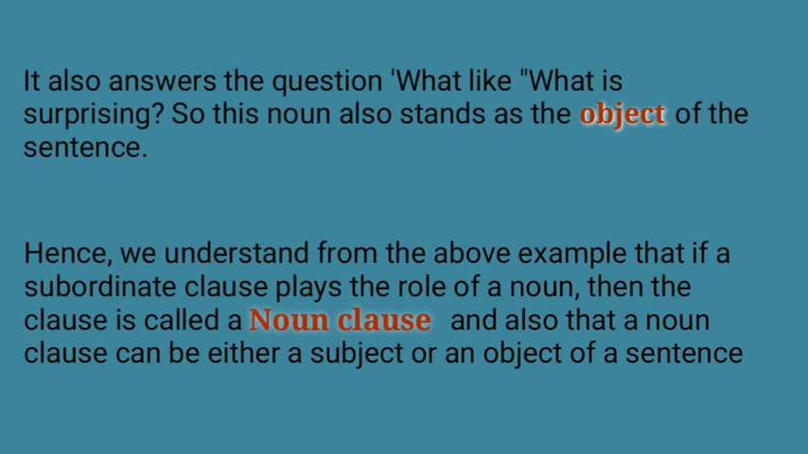It also answers questions like what. What is surprising? That he said such a thing is surprising. So in this sentence the noun clause stands as the subject of the sentence. Hence, we understand from the above example and explanation that if a subordinate clause plays the role of a noun, then the clause is called a noun clause. And also that a noun clause can be either a subject or an object of a sentence.